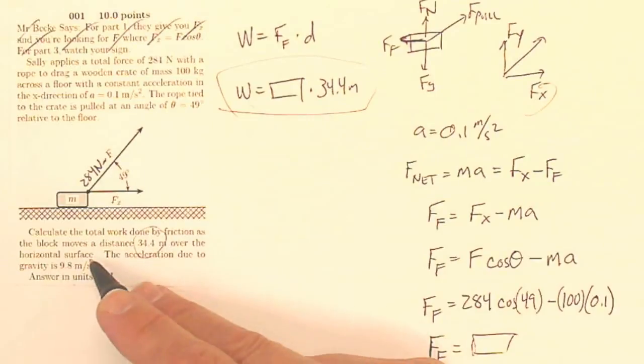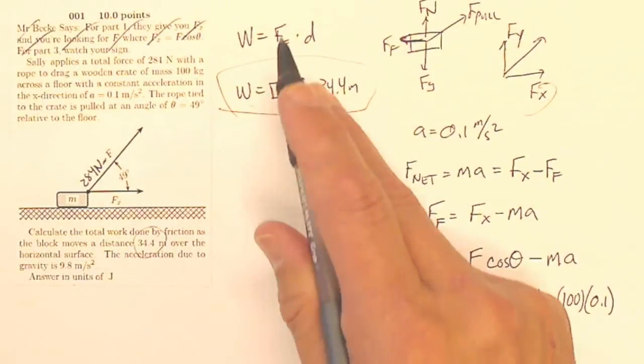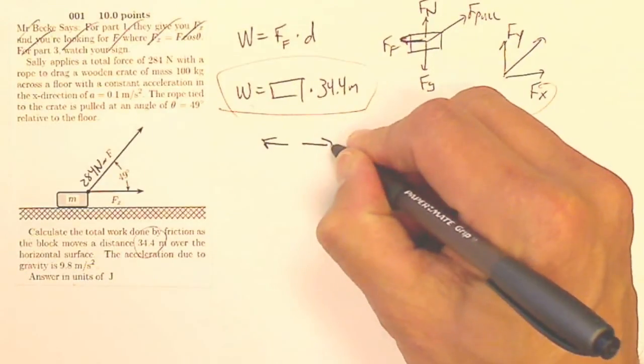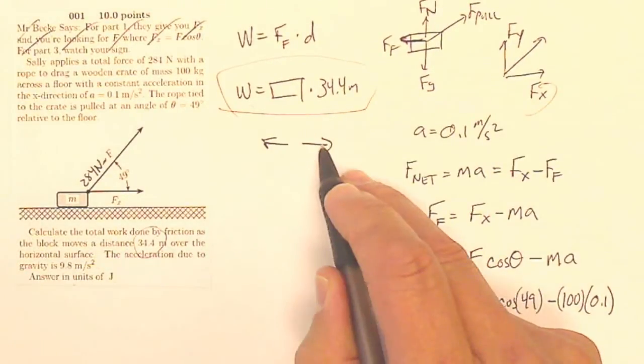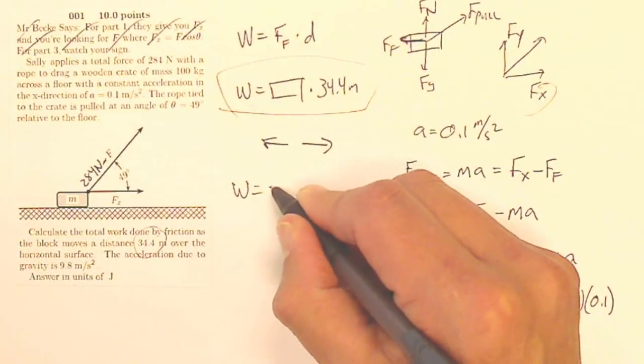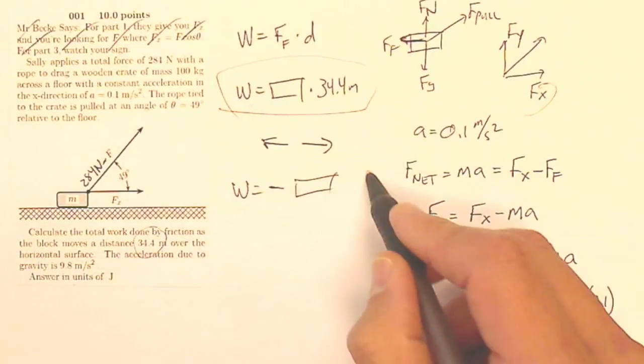Now it says the work done by friction. Be careful because the force of friction is in this direction and the direction that it's moving is in that direction. So those are opposite one another. So I am going to wind up with a negative number for my work. It's going to be a negative answer.